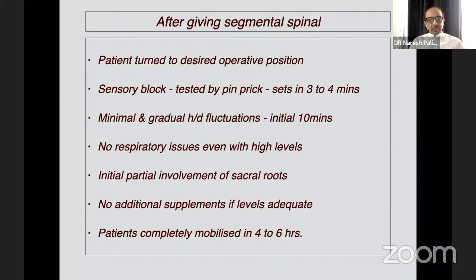After giving spinal, the patient is turned to the desired position. Sensory block usually sets in 3 to 4 minutes. Minimal and gradual hemodynamic fluctuations, usually in the initial 10 minutes. No respiratory issues even with high levels of block. Initial partial involvement of the lumbosacral roots can be seen, but it recovers by the time your surgery is finished. There are no additional supplements. Levels are adequate. Patients can be completely mobilized in 4 to 6 hours.